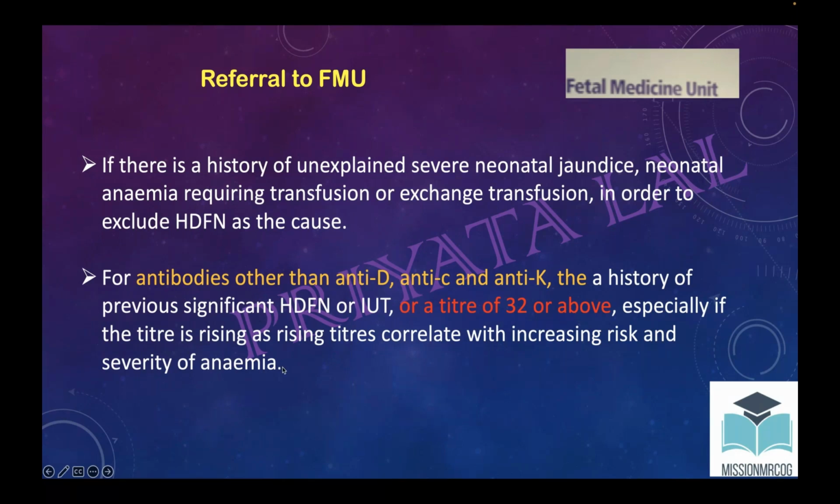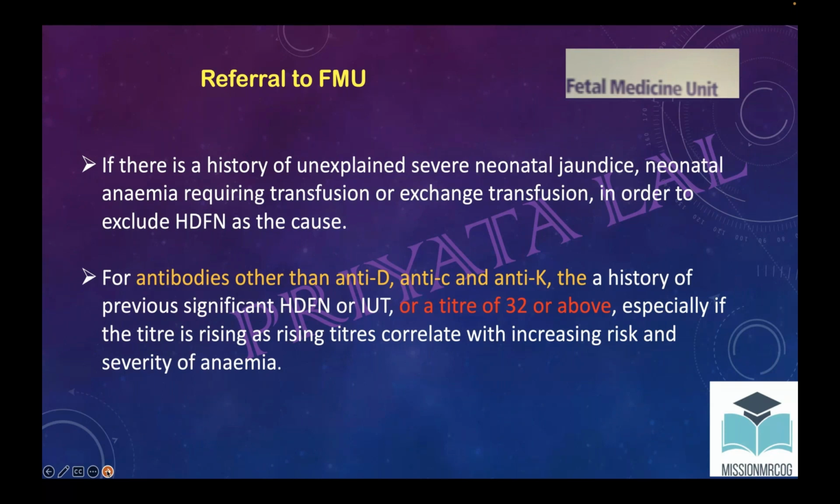A little about the laboratory methods. D and C antibodies are detected by a kind of automated analyzer. For other antibodies, they do a double dilution test, so you will find this titer type of thing for the antibodies. So for any other antibody except these, if the titer is more than 32, referral to the fetal medicine unit is required because the baby is already at risk. Again, this is very important, full of questions for part 2 and 3.